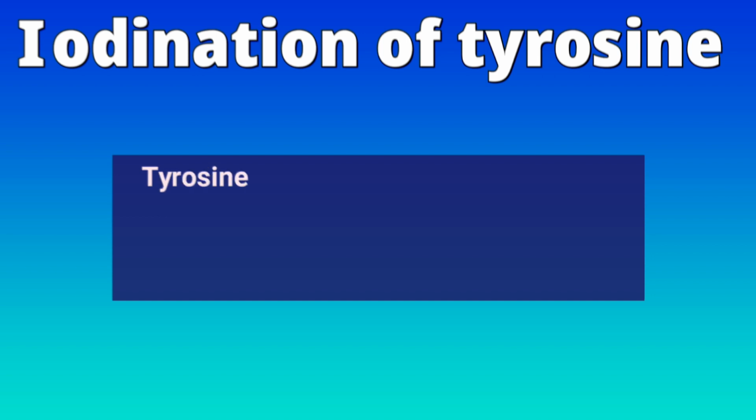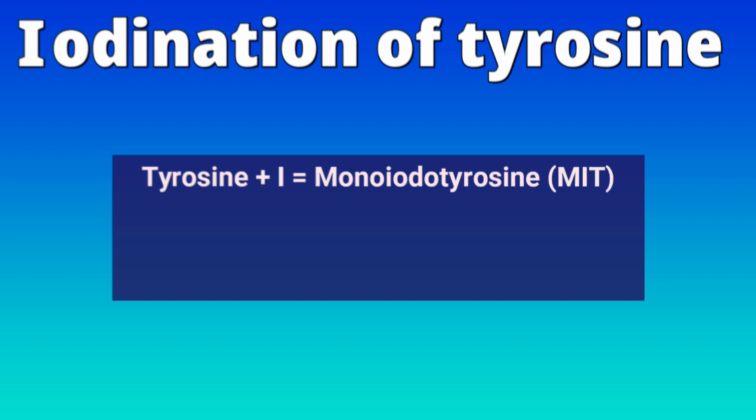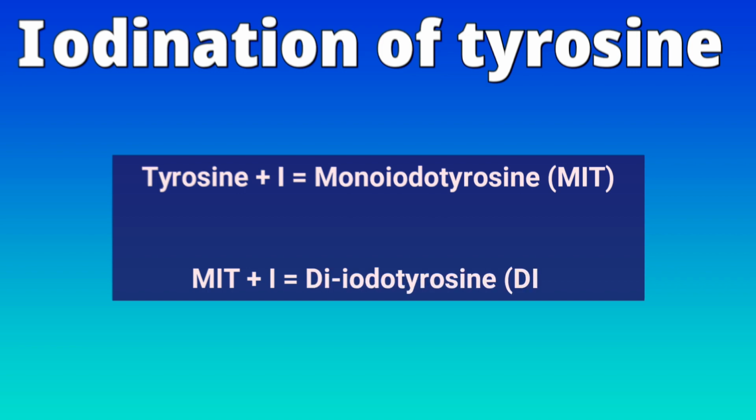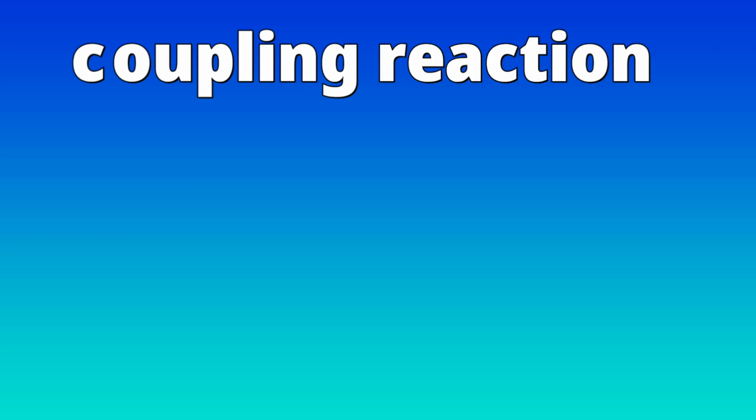Now, this iodination of tyrosine occurs in several stages. First, tyrosine is iodized into monoiodotyrosine, which is known as MIT, and later into diiodotyrosine, which is known as DIT. Now, MIT and DIT are called the iodotyrosine residues. Now, the last stage of synthesis is coupling reaction. Iodotyrosine residues get coupled with one another. The coupling occurs in different configurations to give rise to different thyroid hormones.